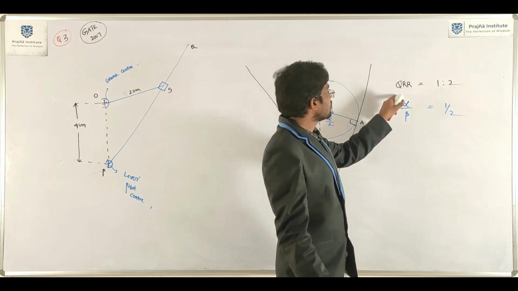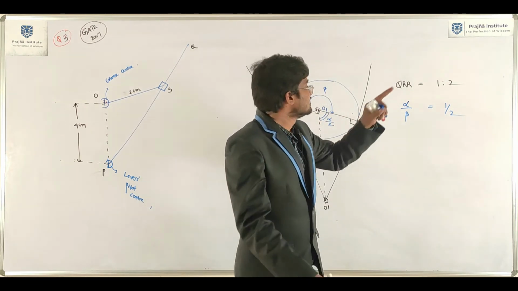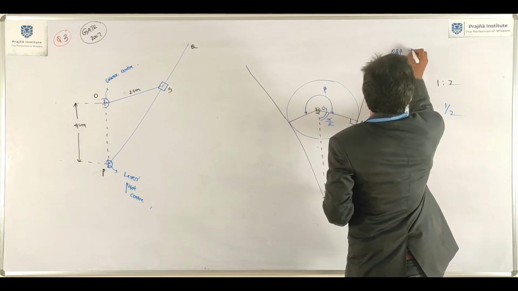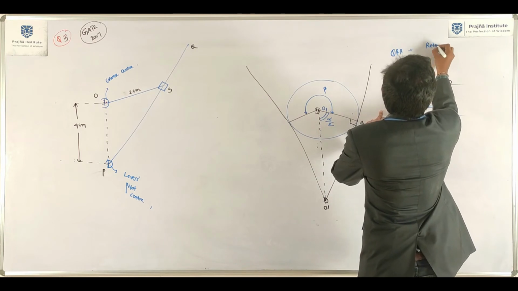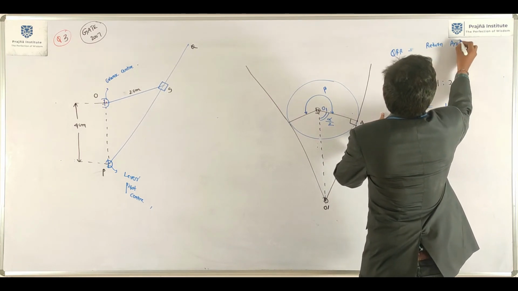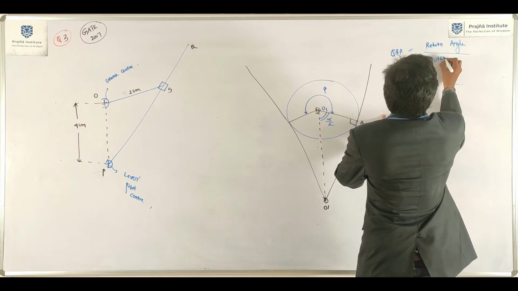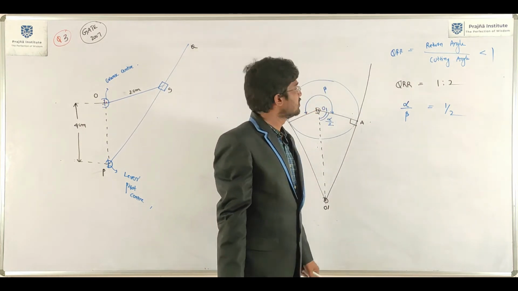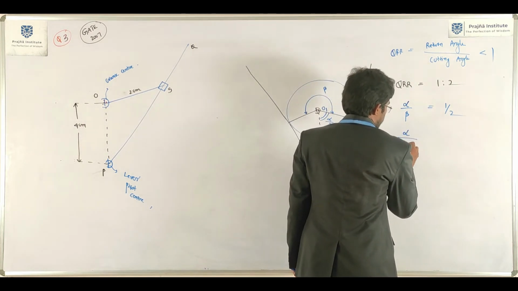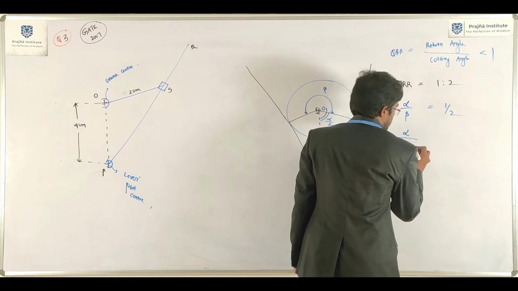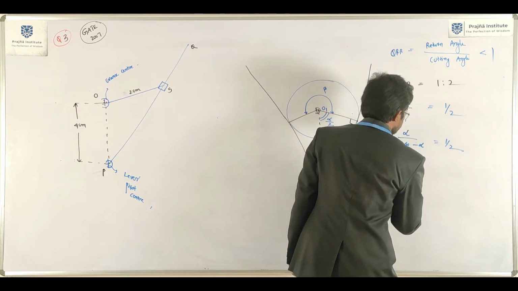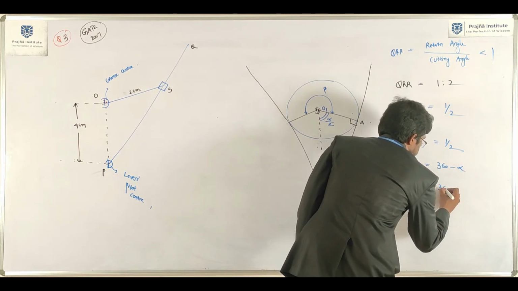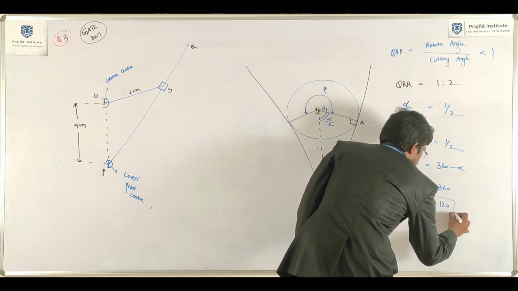Okay, so if quick return ratio is less than 1, the definition of quick return ratio is different. What is the definition of quick return ratio? Here, return angle by cutting angle. It will be less than 1. Of course, take alpha by beta. Alpha by 360 minus alpha equal to 1/2. 2 alpha equal to 360 minus alpha. 3 alpha equal to 360. Alpha equal to 120. Okay?